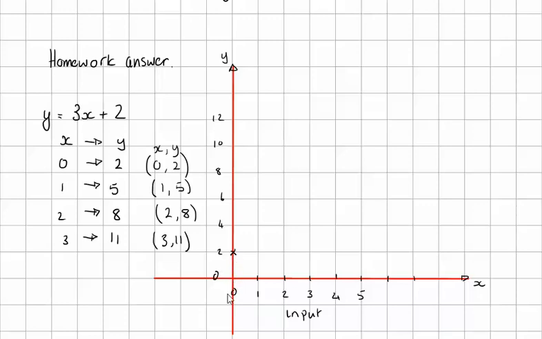Now, technically, there might not be a problem with that, because you can start your graph, your axes at whatever you like, but we need to show all of them in this case. So we've got 0, 2, 1 matches to 5, so about there. 2 matches to 8. 3 matches to 11.